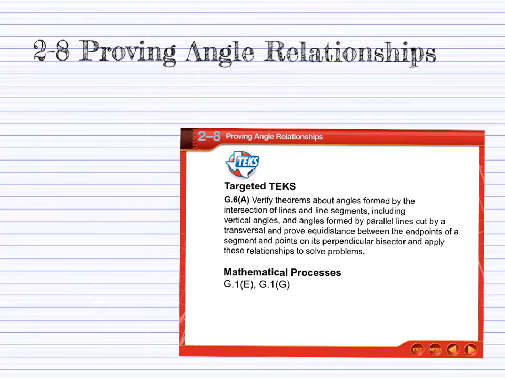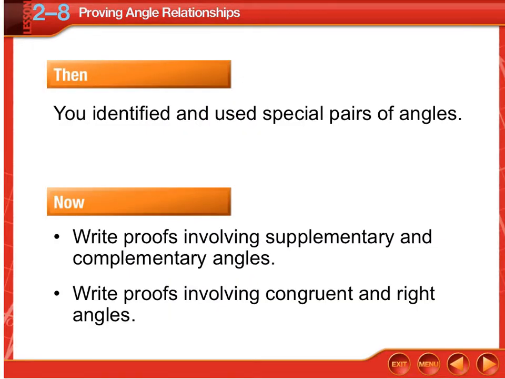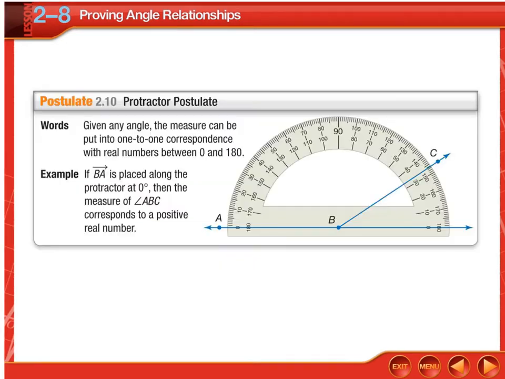Hello, this is a video about proving angle relationships. In the previous unit, we identified and used special pairs of angles. Now we're going to write proofs involving supplementary and complementary angles, and write proofs involving congruent and right angles. Before we get started on the proofs, we have a couple of postulates to show you.